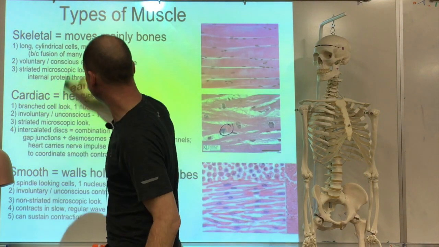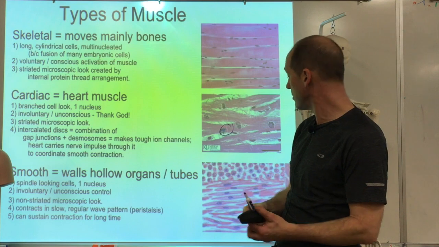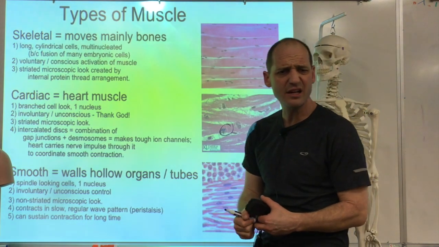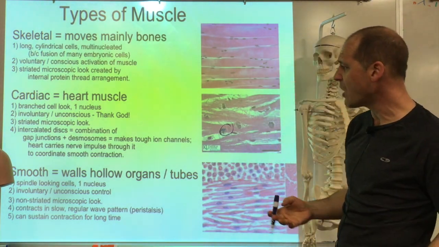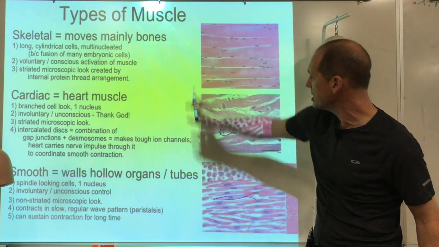So that's cardiac muscle. Smooth muscle is the last type. And we don't really talk too much about that. It's involuntary. It looks more like spindles. It's a little bit more like that looking, not like cylindrical.